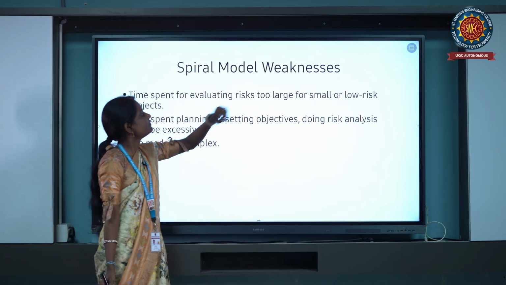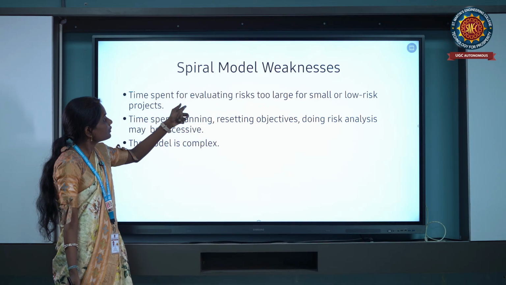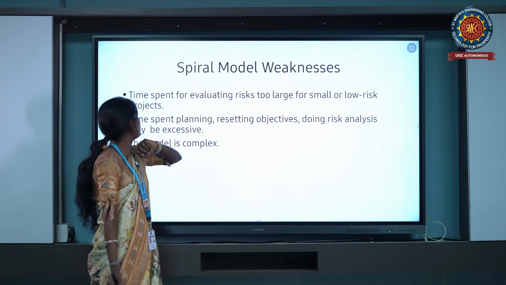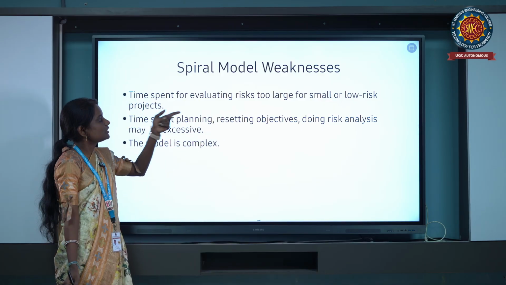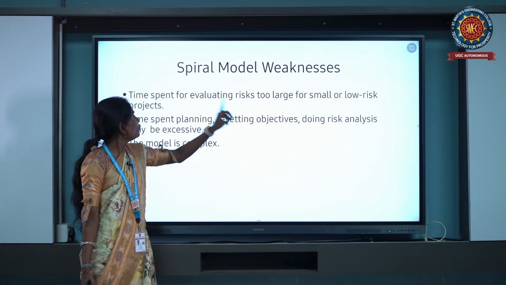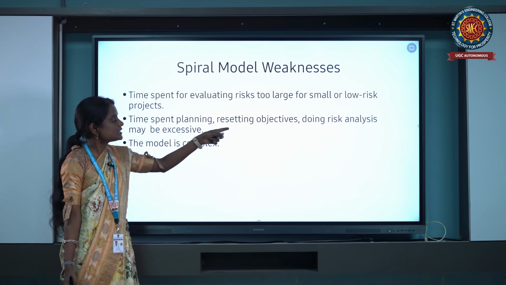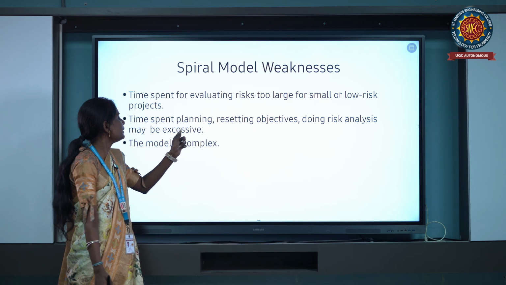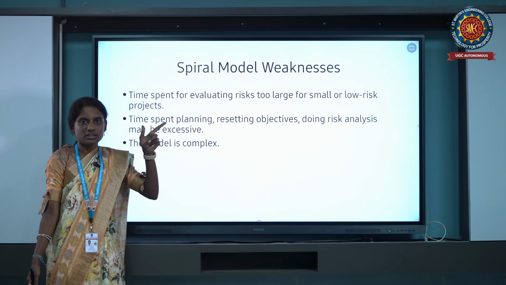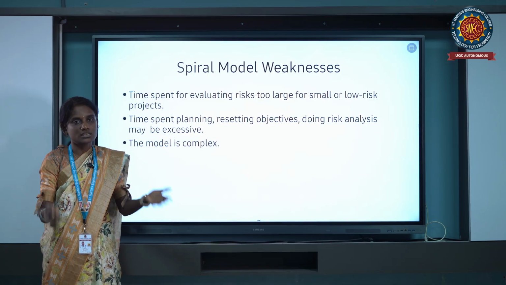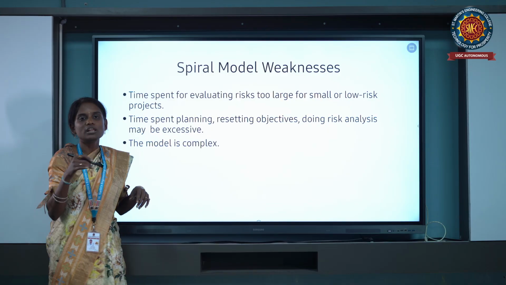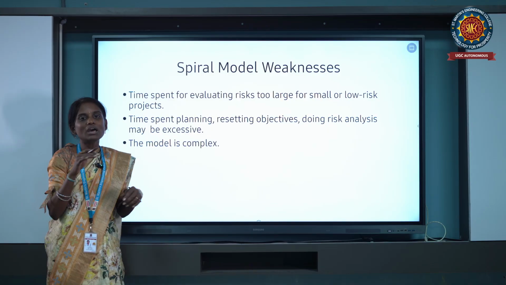Next is spiral model weakness. The time span for evaluating risk is too large for a smaller, low-risk project. Time spent planning, setting objectives, and doing the risk analysis may be excessive. Here, identifying the risk and doing it will be more excessive. But in this model, it will be more complex when compared to the other models.